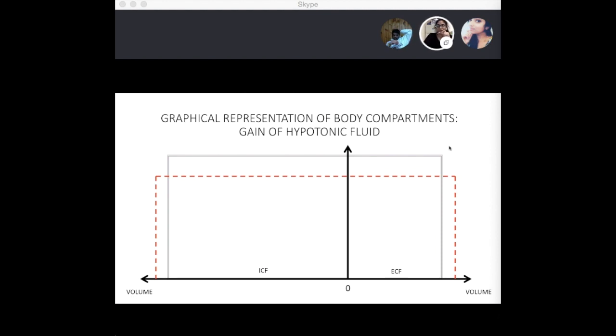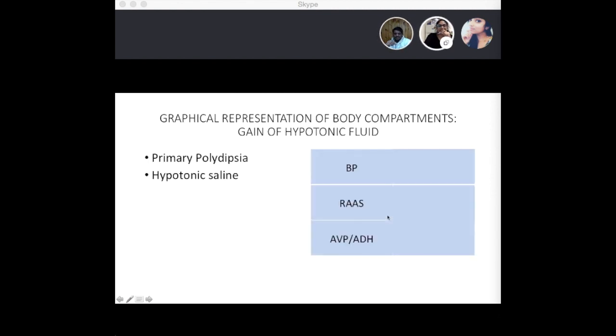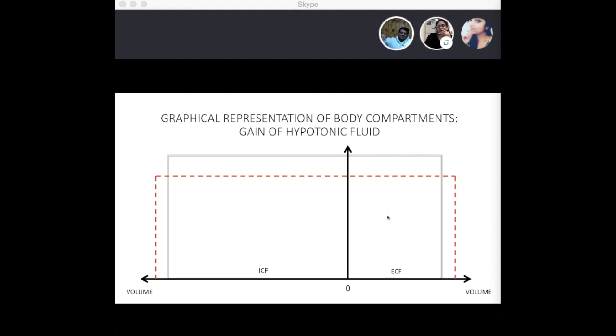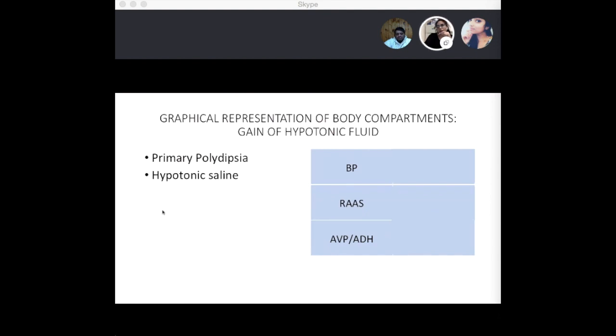Yash, you said this a little bit earlier. Drinking too much water. Yeah, so primary polydipsia is going to be represented by the net gain of water, and then osmoles fall short. And then they could also be given a hypotonic fluid or saline solution. And so what would be the blood pressure of this patient? We have an increase in extracellular fluid volume. Exactly. Low. What would be RAS? Yep. And what would be the ADH?